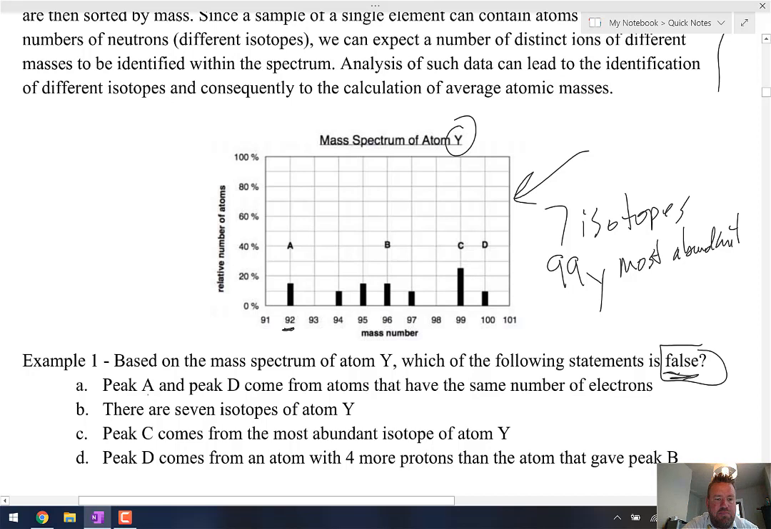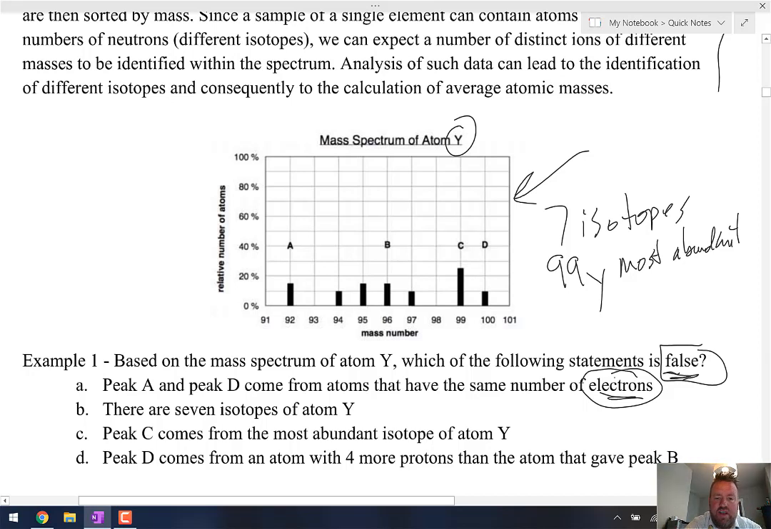So A says peak A, so this one, and peak D come from atoms that have the same number of electrons. Remember, isotopes have the same number of protons and the same number of electrons. It's only the neutrons that have changed. Remember, the electrons weigh so much less than the protons and the neutrons that they don't even count in terms of the mass. So do peak A and D come from atoms that have the same number of electrons? Of course they do. If you change that word from electrons to neutrons, then that's false.